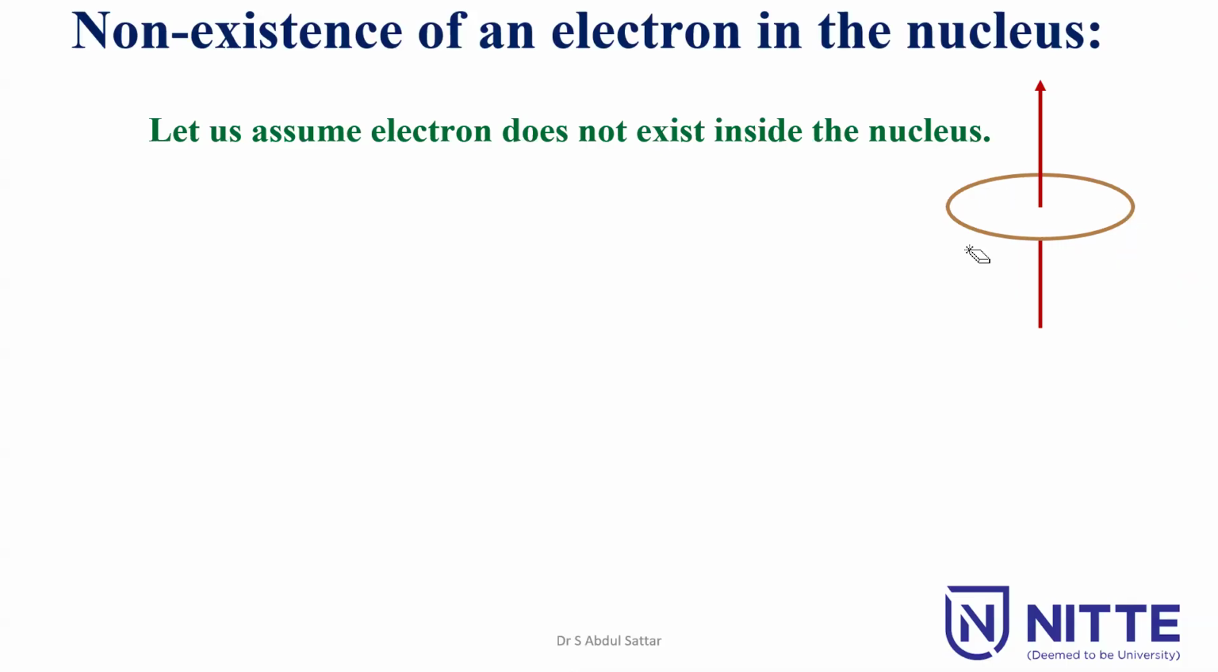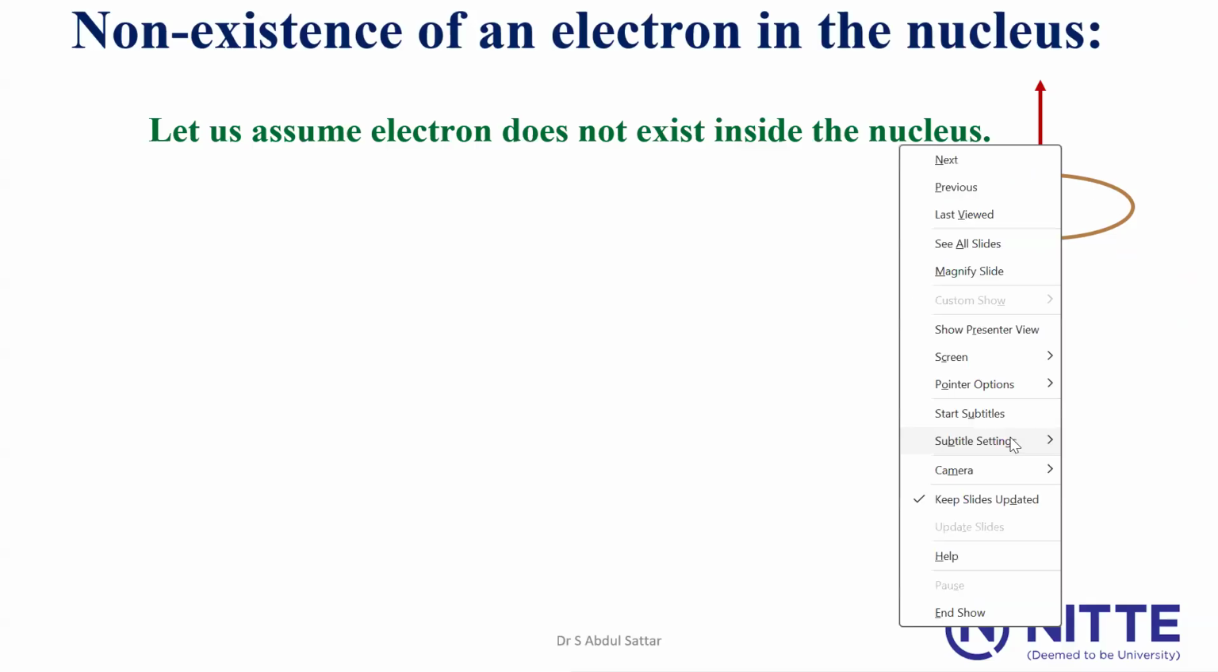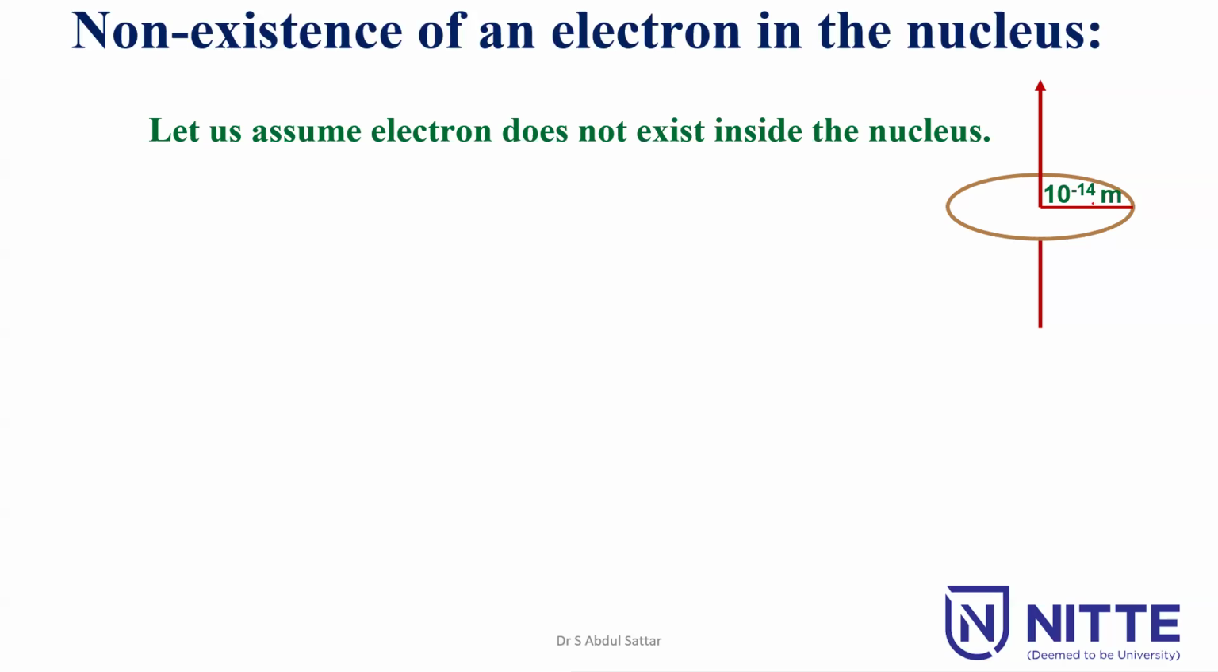So this is actually a spherical shape. You take a nucleus here. The radius of the nucleus is about in the order of 10 power minus 14 meter. So let us take a nucleus. The radius of the nucleus is in the order of 10 power minus 14 meter.